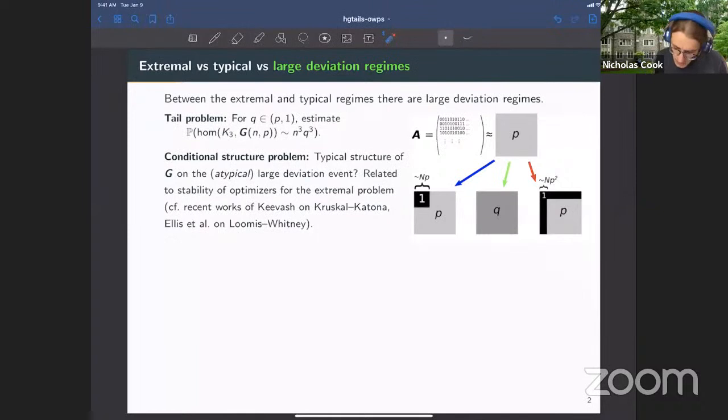And studying this problem is related to studying the stability of optimizers for the extremal problem. So I mentioned that if you're maximizing the number of triangle embeddings, then you can do this with a clique. A natural question is, if you want to come very close to the maximum, are you necessarily very close to a clique? And the answer is yes. There are recent works on stability of these deterministic bounds that I mentioned on the previous slide. The Loomis-Whitney inequality is a special case of this Finner inequality.